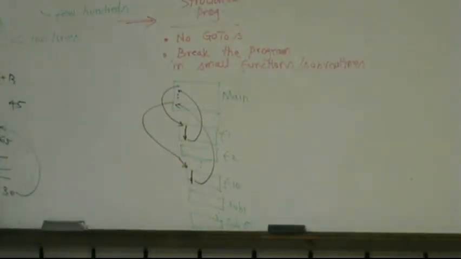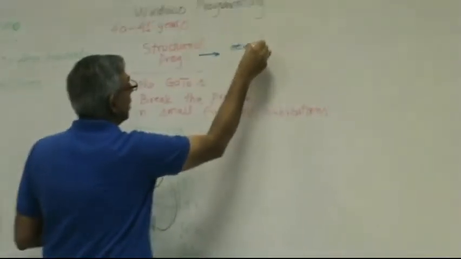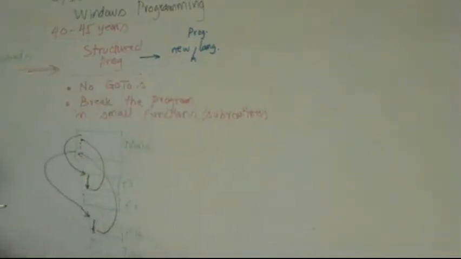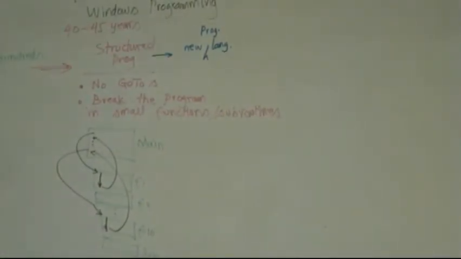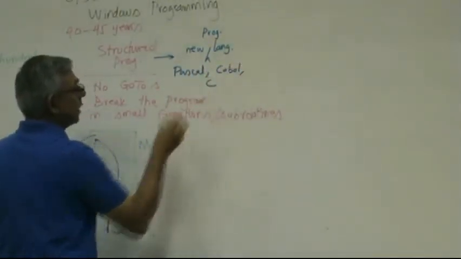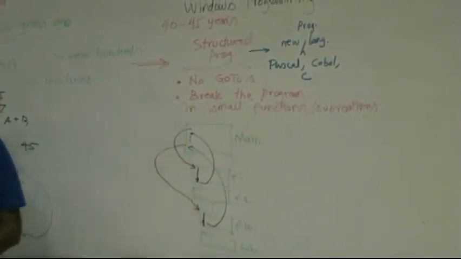Anytime we create a new programming style, we usually create a new language to go with this style. So what were the programming languages that we introduced with structured programming? This is where, as you guys were mentioning, Pascal, COBOL, even C were created, to support structured programming. For example, if you write a C program, remember there's always a main. You're always writing small functions and subroutines.